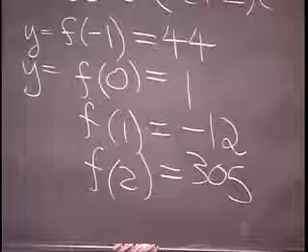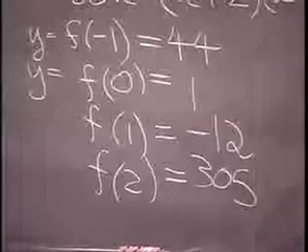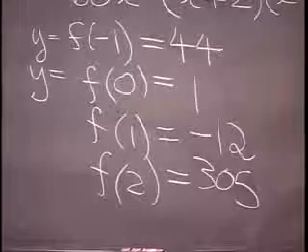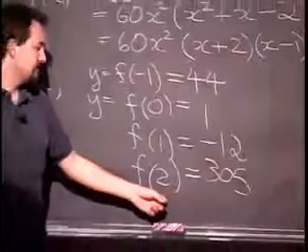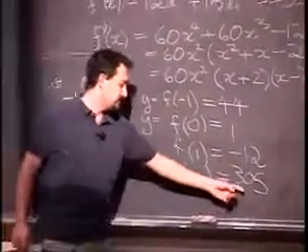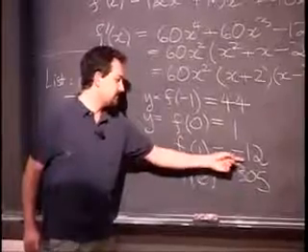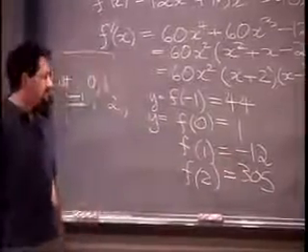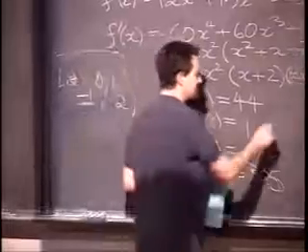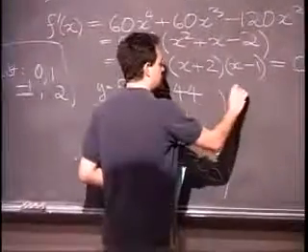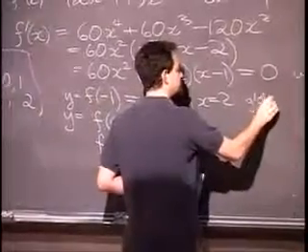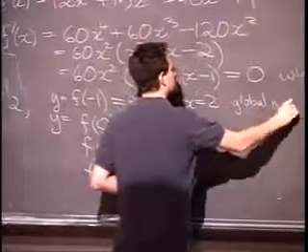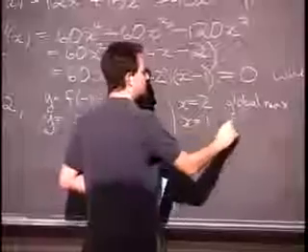So which ones are the maxima and which ones are the minima? Well, the answer is that the highest value is at 2, so that must be the global maximum, and the lowest value is at 1, which gives minus 12. So the conclusion is that x equals 2 is the global max, and x equals 1 is the global min.